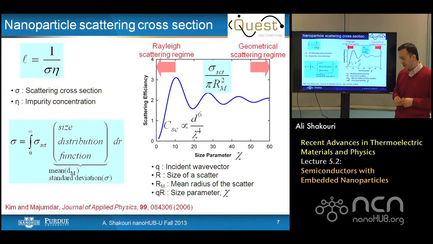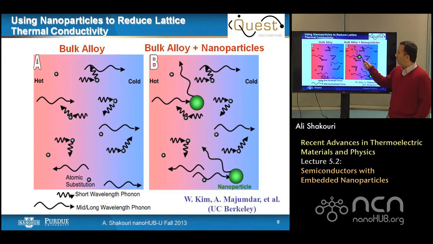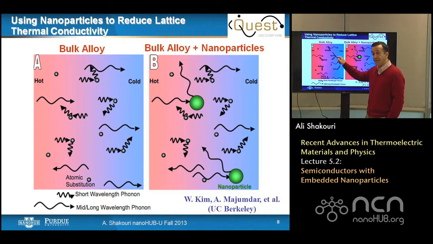Using the simple type of analysis and considering the scattering strength, which is really coming from the acoustic impedance mismatch, you can fit those results. You can even explain that more intuitively by just a picture. If I have a bulk alloy, in an alloy there are atomic substitutions, so you can scatter high frequency, short wavelength phonons effectively, but the long wavelength phonons go from the hot to the cold side.